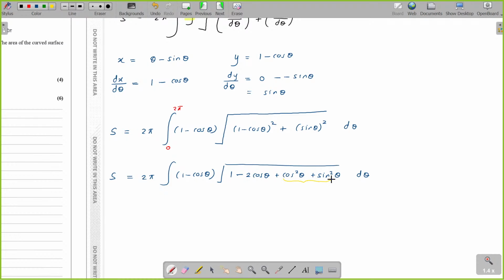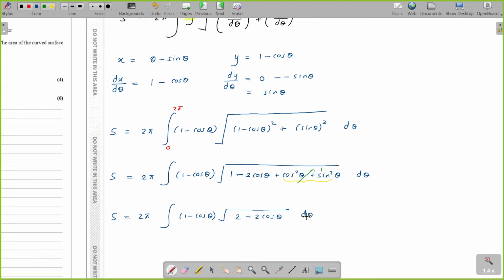Cos square plus sine square. Sine square plus cos square is 1. So you have 1 here. This guy is going to be 1. So what does that end up giving you inside the root? It's going to be a 1 plus a 1, so 2 minus 2 cos theta. Do you agree with me?